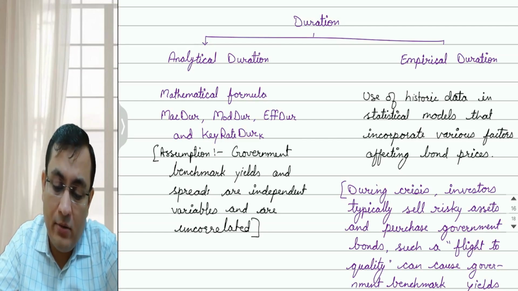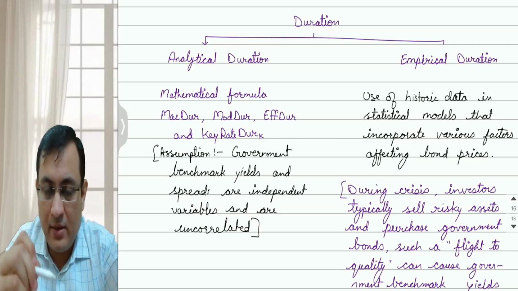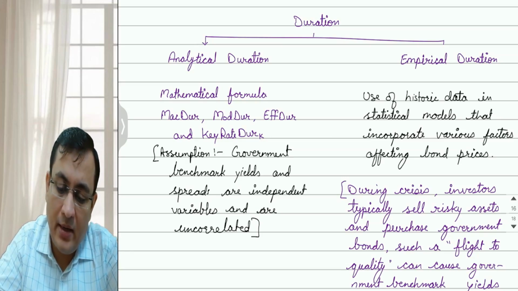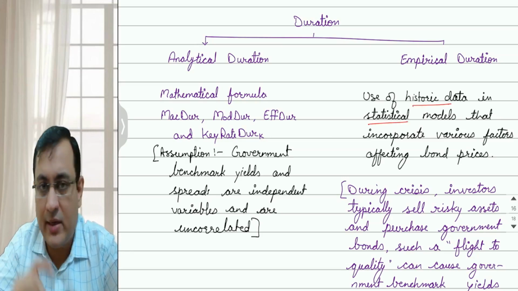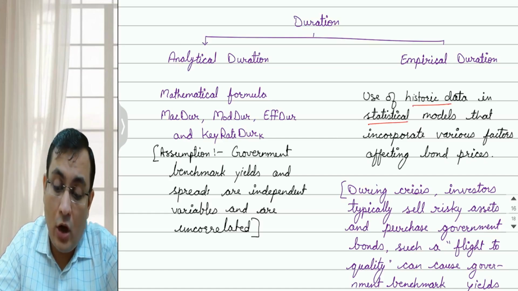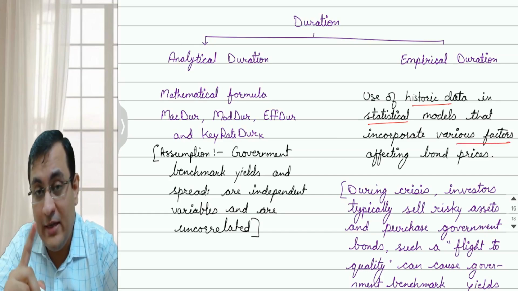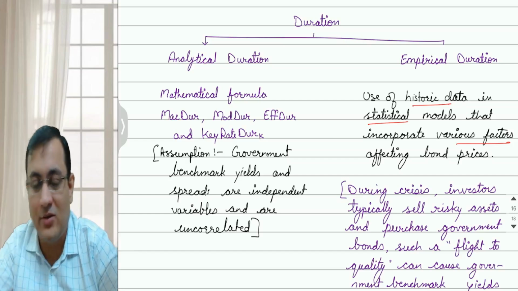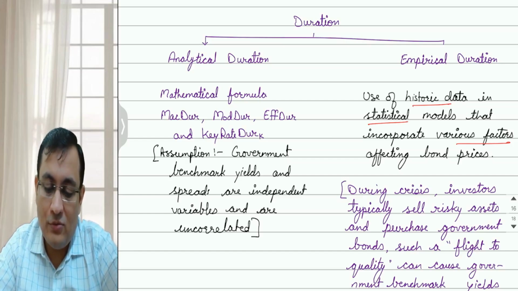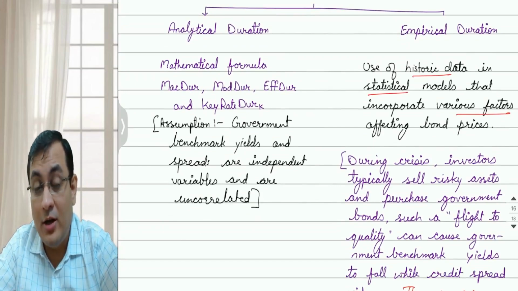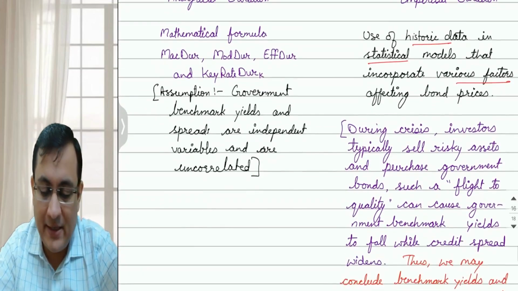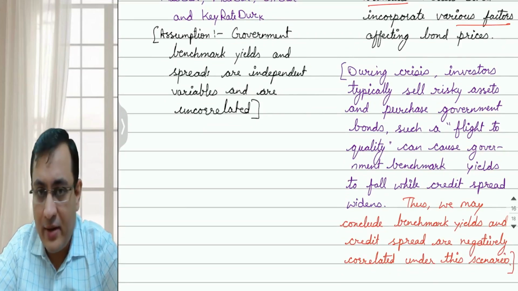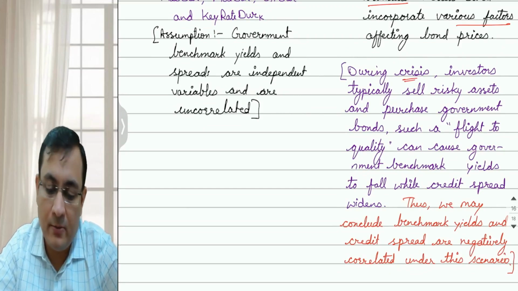First of all, what is empirical duration? It uses historical data, so it is backward looking. It uses historical data in a statistical model, incorporating various factors, not only absolute interest rate changes, but other factors also. So this is a more refined way of calculating duration sensitivity. Why do we need empirical duration during crisis, stress periods?